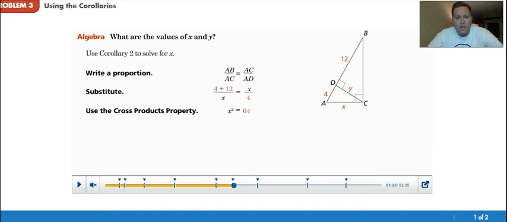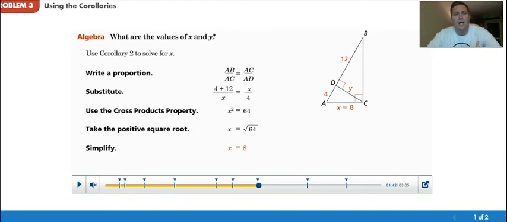And so the last thing I have to do, I want to just figure out what x is, not x squared. So I would have to take the square root of both sides. And when I take the square root of both sides, usually I get a positive 8 and a negative 8. But since we're talking about distance, we're only going to be dealing with positive. So my answer would be x equals 8 right there.